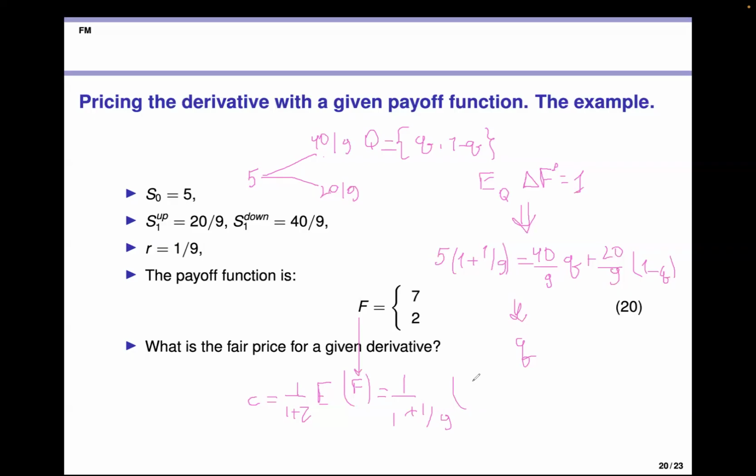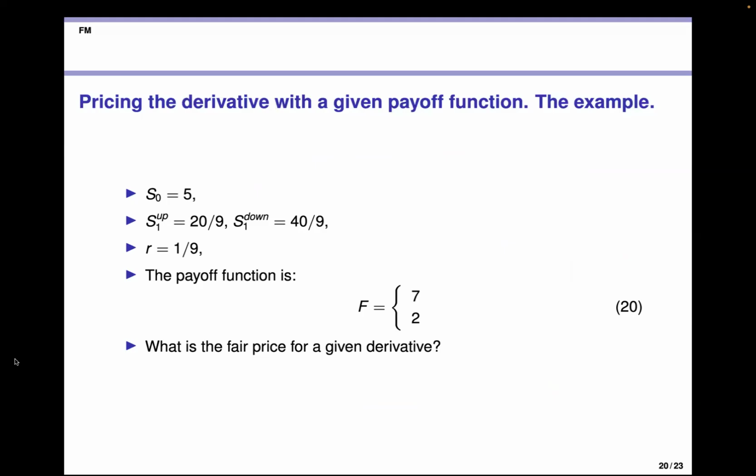Artem. Yeah, it's like 7 multiplied by Q and plus 2 multiplied by 1 minus Q. Yes, you're right. Nice. Thank you. Okay. So it is like the second approach.